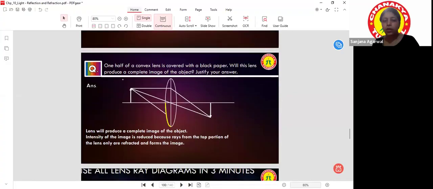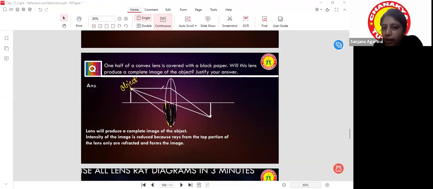Now, if one half of the convex lens is covered with black paper, will this lens produce a complete image of the object? Justify your answer. It's a very interesting question. Suppose, children, the lower half is covered with black paper, it is all black. Now, if any object is placed here, this is our object. Do you think that we'll be getting the complete image on the other side?